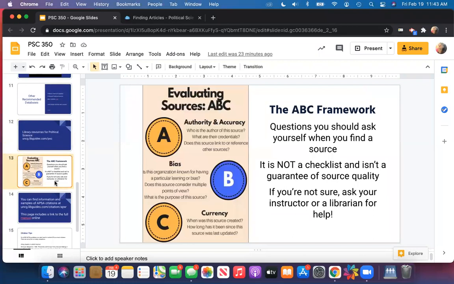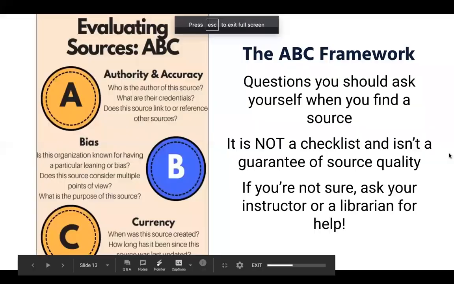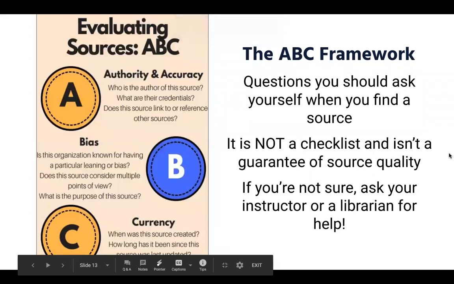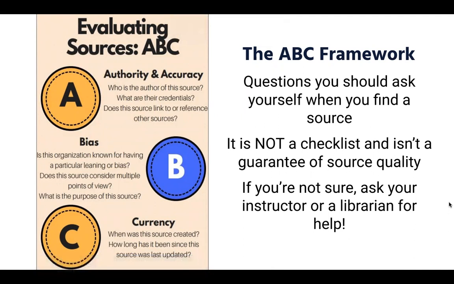So a few other quick things that I want to show you. When we are thinking about evaluating sources, just because you find a resource through the library does not mean that it's necessarily a high quality source. So here are some questions that you can ask yourself. This is called the ABC framework. I would highly encourage you, when you have a source, even if you find it through the library, even if it comes from a scholarly journal, ask yourself these questions, take the time to evaluate your source.